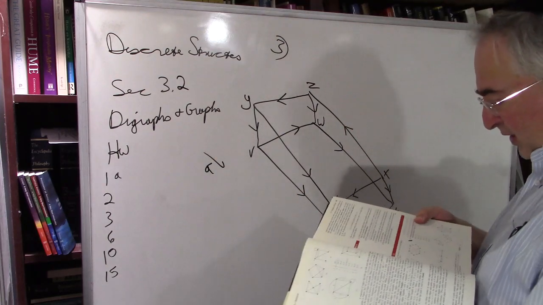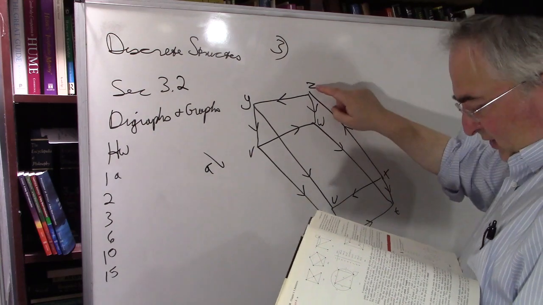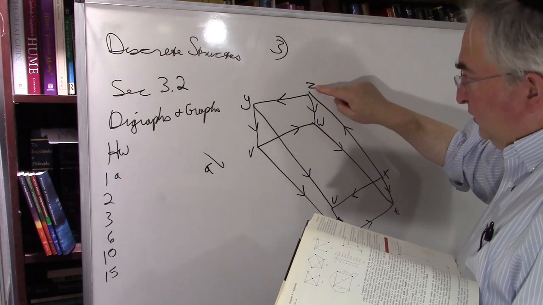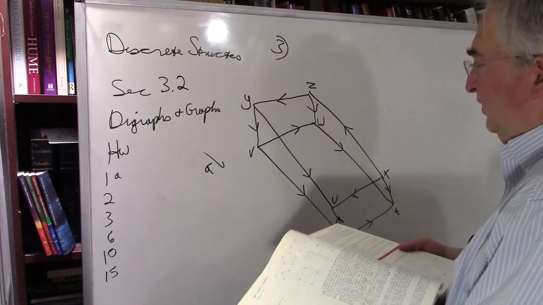Okay, what about B? B is X, Z, that's so far good, W, T. Oh, B is good.